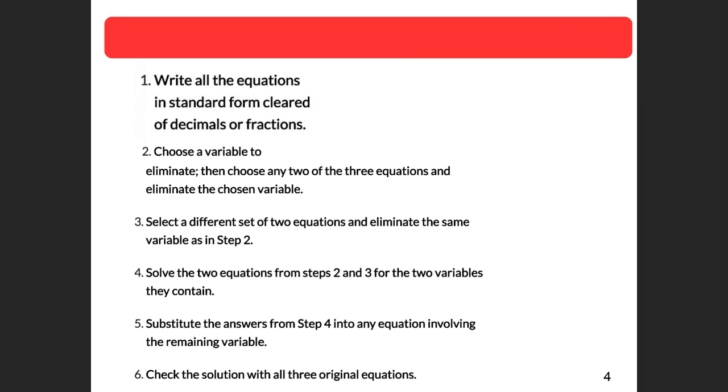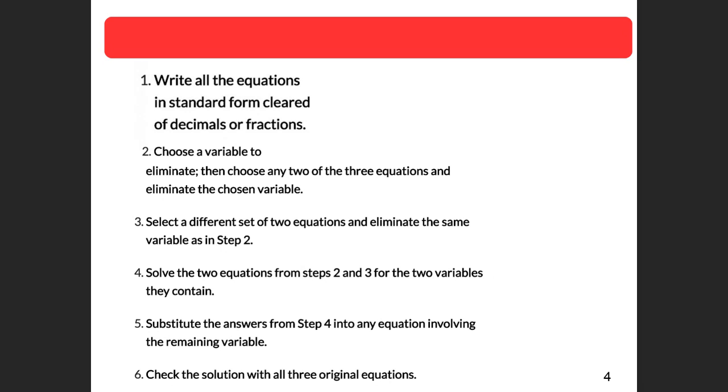Step number two, we want to choose a variable that we want to eliminate. It can be any of the variables, the x, the y, or the z. It does not make any difference. Step number three, we're going to select a different set of two equations and eliminate the same variable as step number two. So in step two, we choose a variable and eliminate it in two of the three equations. Then in step three, we eliminate that same variable, but we have to use the one equation that we did not use in step number two.